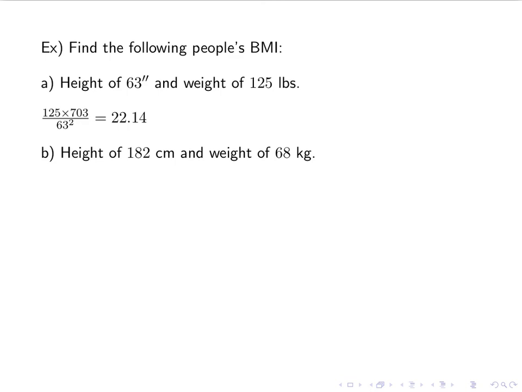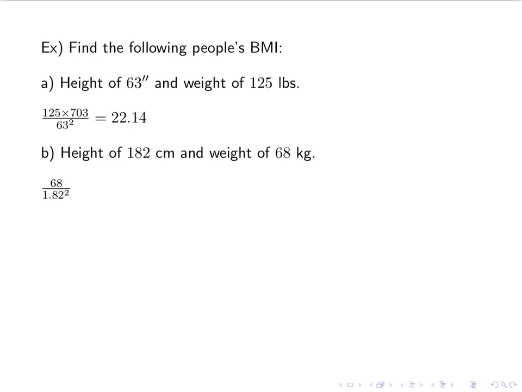B, a height of 182 centimeters and weight of 68 kilograms. So this is the metric system. Don't worry, you're not going to be given a mix. You're not going to be given inches and kilograms or pounds and centimeters. So it's either strictly the American system or strictly the metric system.